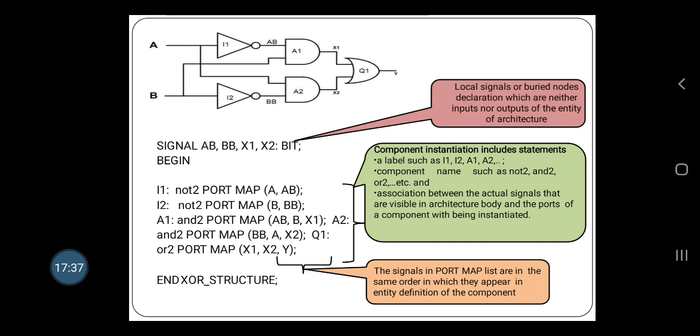Association between the actual signals that are visible in the architecture body and the ports of a component being instantiated. And the signals in the port map list are in the same direction in which they appear in the entity definition of the component. So this is how the structural model of VHDL is written.